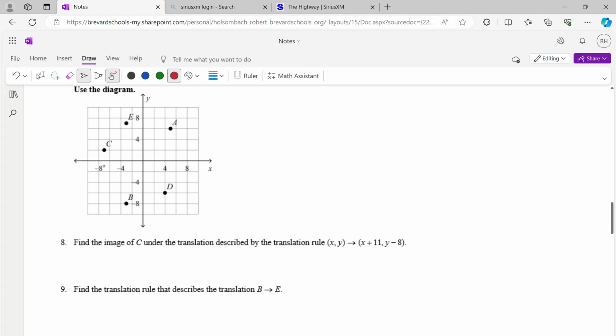So we're going to find point C. Here it is. We're going to go right 11 units. So here's 2, 4, 6, 8, 10, 11 units. And then y minus 8 is down 8. So 2, 4, 6, 8 puts us at point D. So the image of C under this translation rule is just point D.